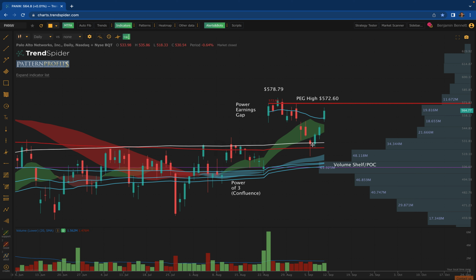578.79 and then came back in, retested that year-to-date. Nice run the last few sessions. Last week was good. Back above anchored VWAP off of that power earnings gap. So now you want to reclaim that PEG high right here, 572.60. You get back above there, you got a shot at 578.79 and into new relative highs. I like the idea of benching it tightly against that anchored VWAP. Then as you start to make progress, this 10-20 starts to turn to the upside.